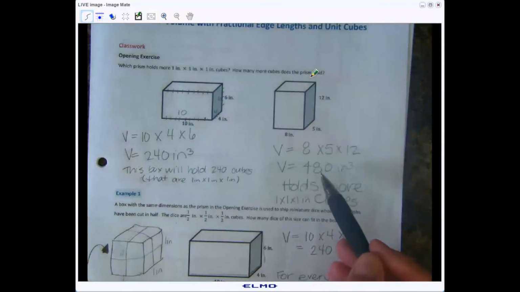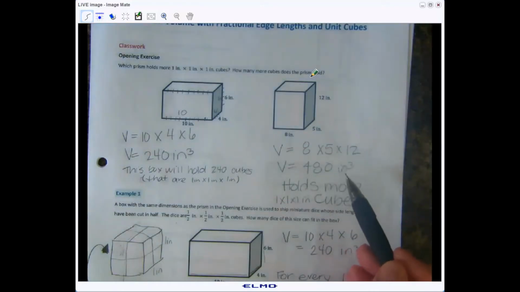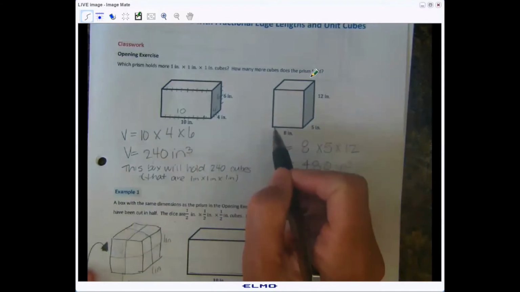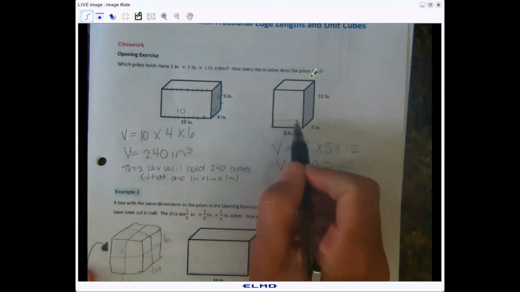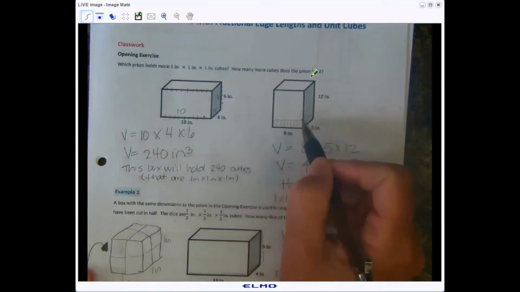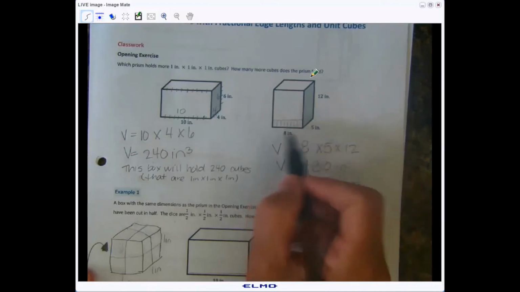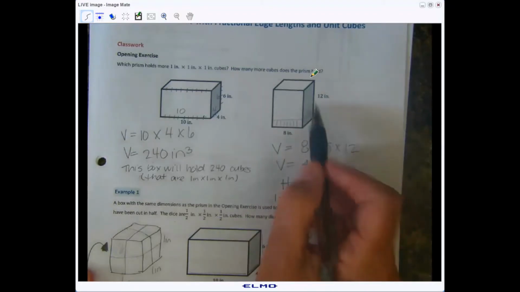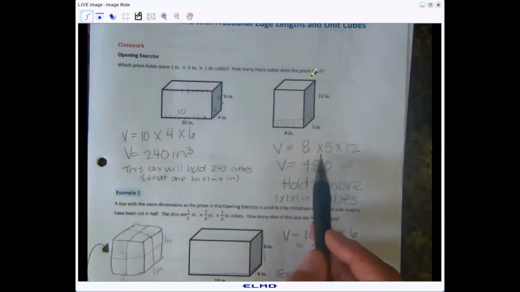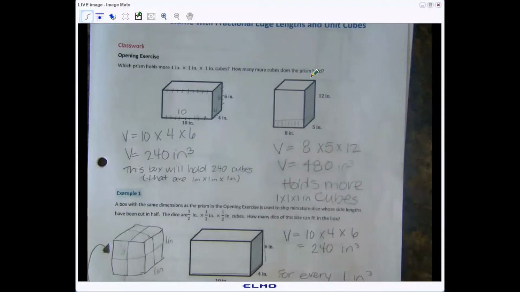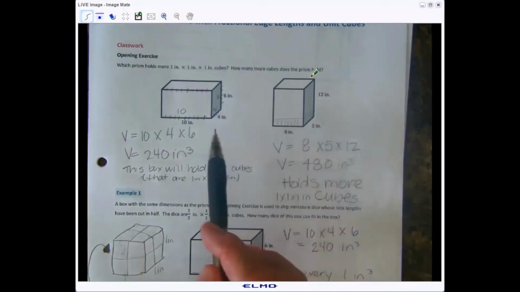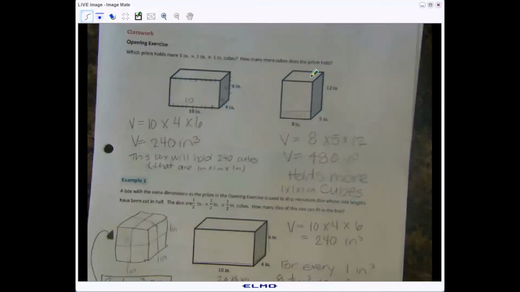Okay? This one, however, will hold 480 cubic inches, okay? 8 times 5 times 12. I'll have 8 cubes on the bottom layer, okay? It'll be 5 deep, okay? So that's 40 on the bottom layer, but then I have 12 layers, and 40 times 12 is 480. So this box would hold 480, this box 240.